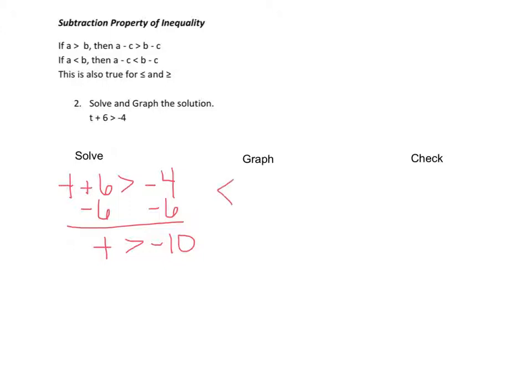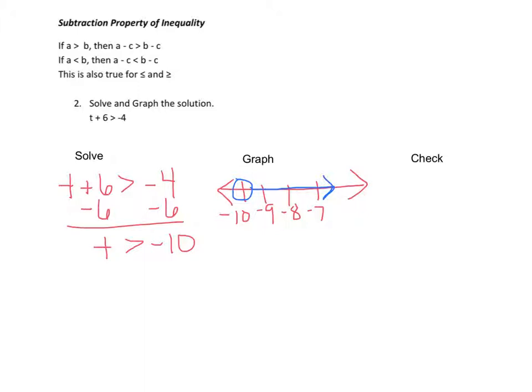So for my graph, I draw my number line. t is greater than negative 10, so I can start with negative 10 and make my numbers get closer to 0. It's going to be an open circle again because we're not including negative 10. It's just going to be everything greater than negative 10. And I draw my arrow on the end and it's going to the right because it's everything greater than negative 10.